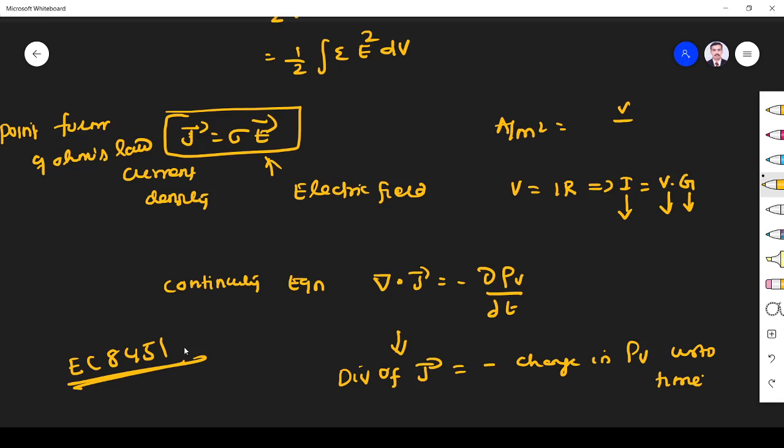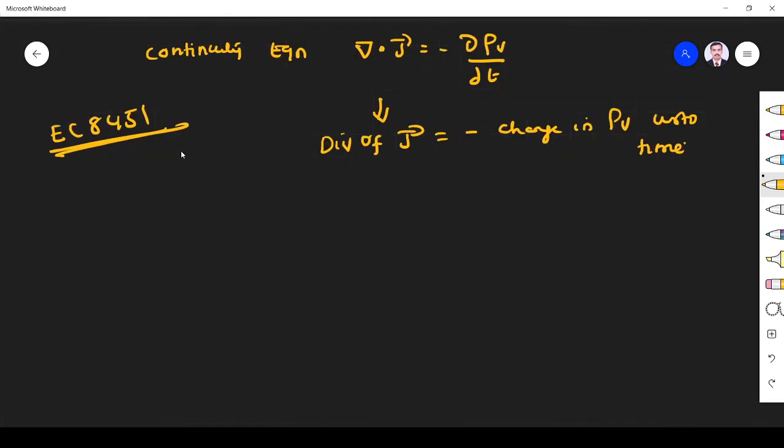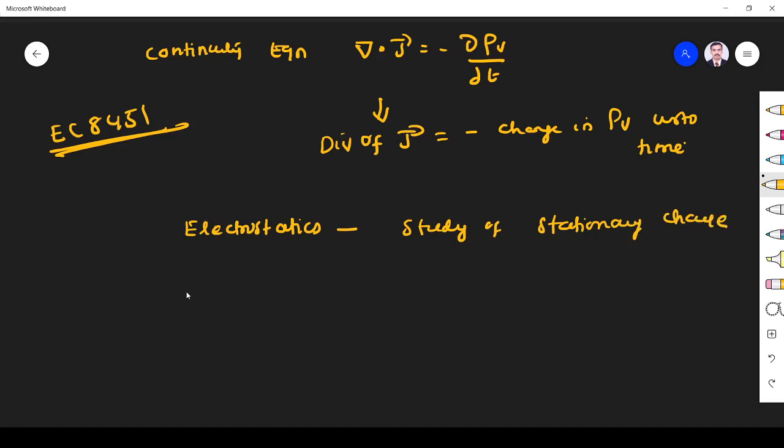So these are all the things we learn in electrostatics. That's all. And to conclude, what I say is, electrostatics is nothing but the study of stationary charge. Fine? Okay. Magnetostatics is the study of moving charge.